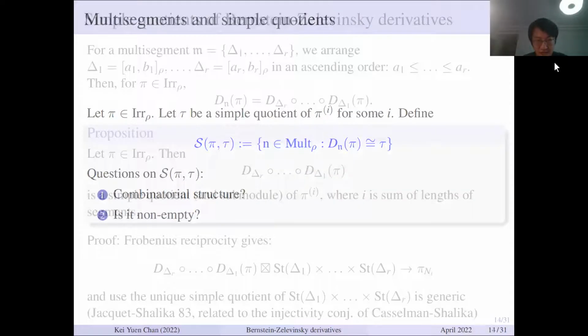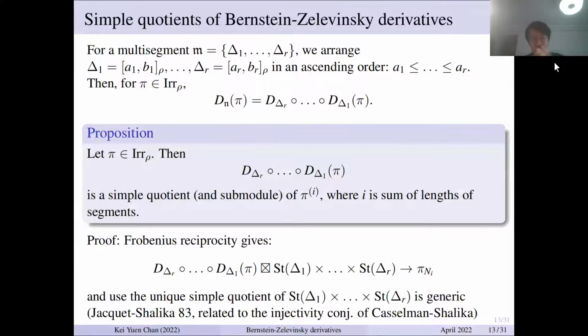Okay, so basically you take a sequence of derivatives, then you will get a simple quotient. And the idea of the proof is using some Jacobian. So maybe I won't go through it in detail, just quickly. One key thing is that you only have a unique simple quotient in such a form. So it is a kind of dual of the standard module. So it's generic. It is related to the so-called injectivity conjecture of the correspondence. Of course, in the GL case, it's much simpler.